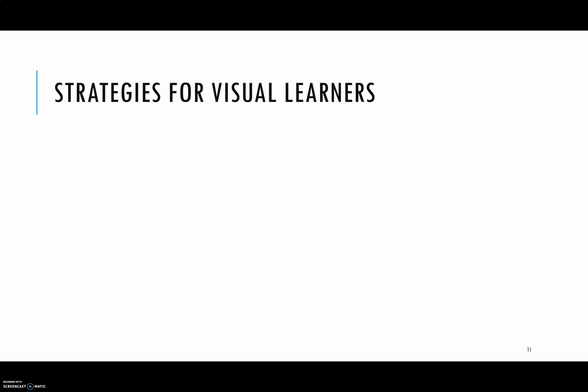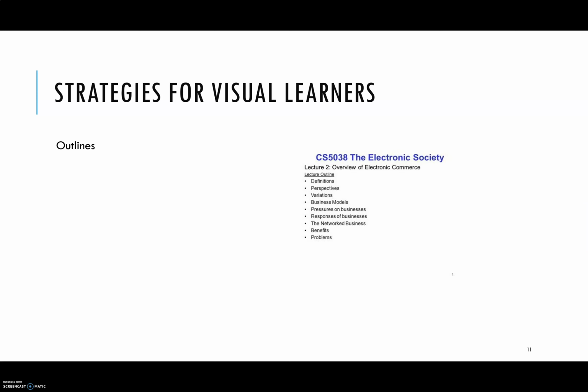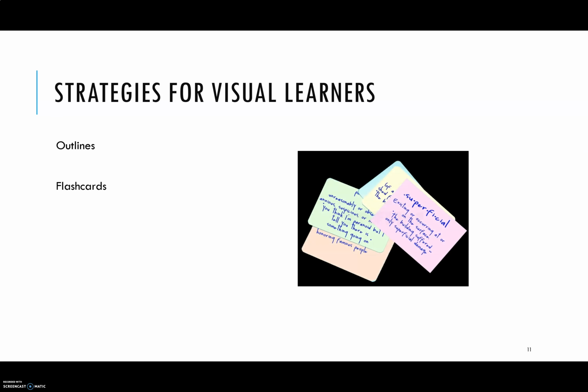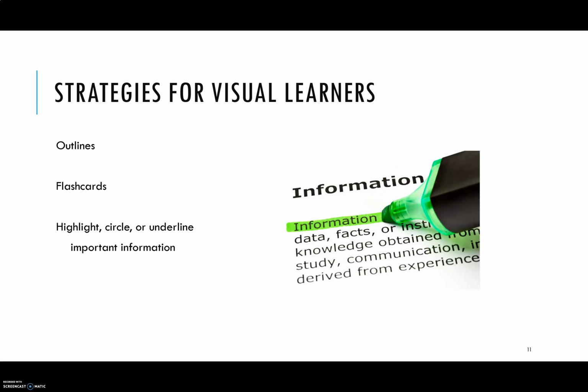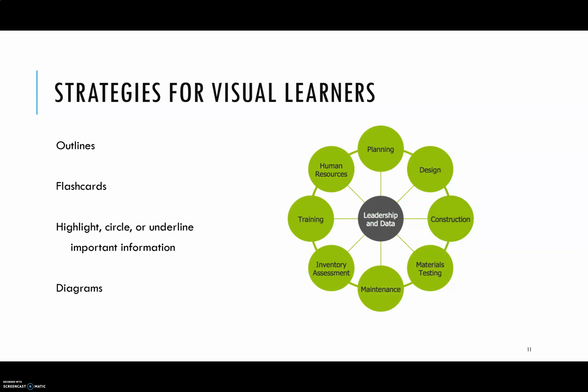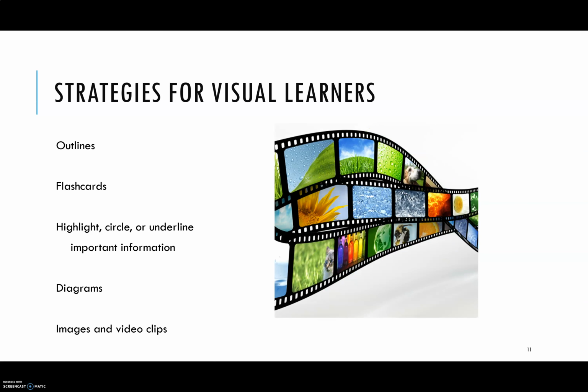So what are some of the strategies then for visual learners? Well, creating outlines, again, that kind of graphical and very visual representation of information. They really like using flashcards or the equivalent of flashcards, again, incorporating that strongly visual component. Highlighting, circling, and underlining information in texts is very good for visual learners. They really like diagrams, so organizing information visually within a diagram. And they really enjoy images and video clips as ways of learning.